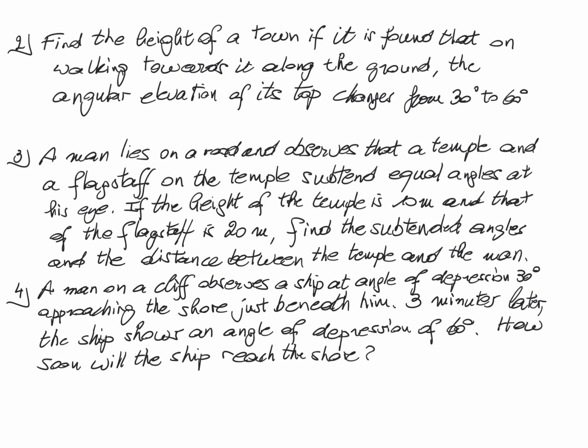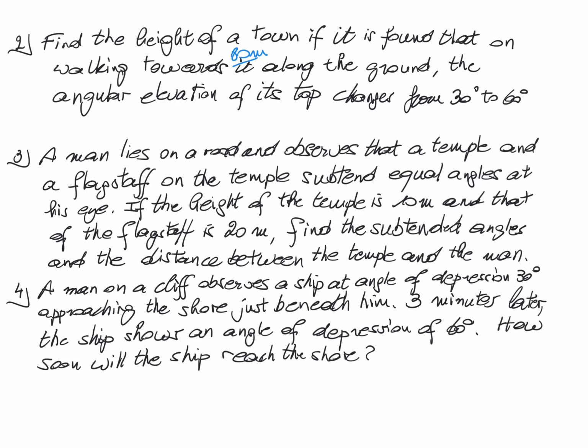Now try to solve the following problems on your own by next time. Problem 2. Find the height of a tower if it is found that on walking towards it along the ground, the angular elevation of its top changes from 30 degrees to 60 degrees. The man is walking 80 meters towards the tower.